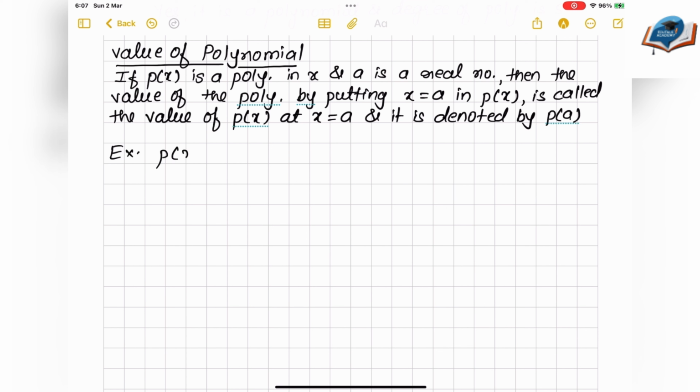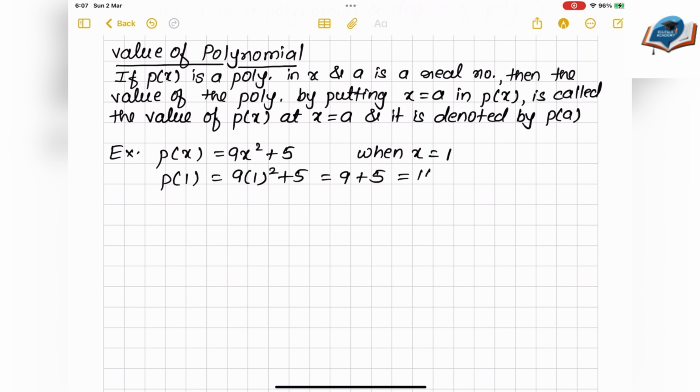Now let us see one example for that. P of x is given to me as 9x square plus 5, and find the value when x equal to 1. So p of 1 will be, in place of x I will put 1. So 9 into 1 square plus 5. So that is 9 plus 5. So that will be 14.